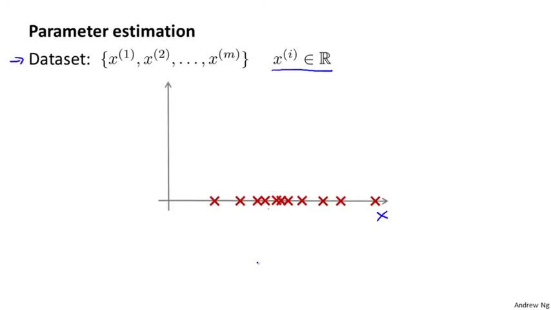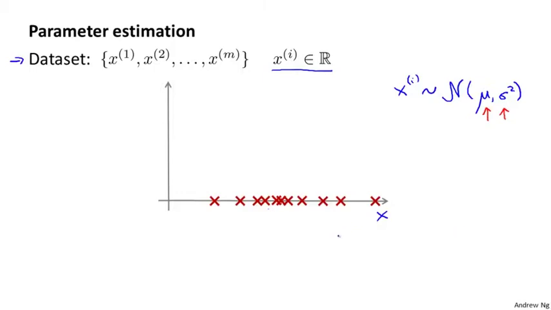And the parameter estimation problem is, let's say I suspect that these examples came from a Gaussian distribution. So let's say I suspect that each of my examples, xi, was distributed, that's what this tilde thing means, according to a normal distribution or a Gaussian distribution with some parameter mu and some parameter sigma squared. But I don't know what the values of these parameters are. The problem of parameter estimation is, given my data set, I want to estimate what the values of mu and sigma squared are.